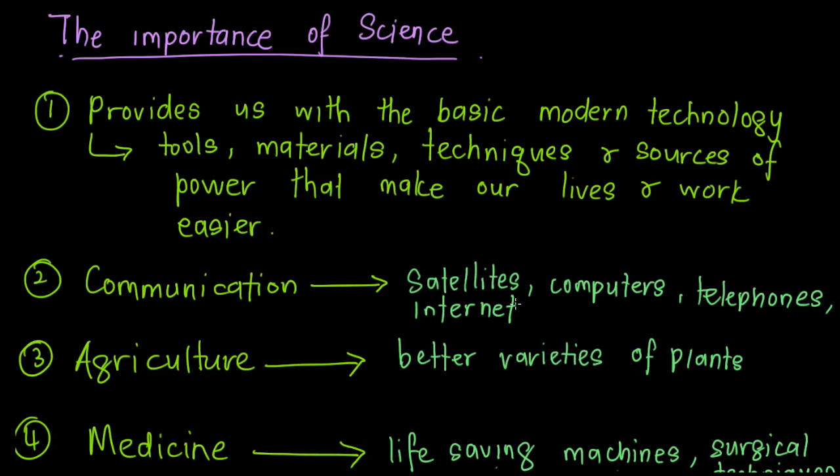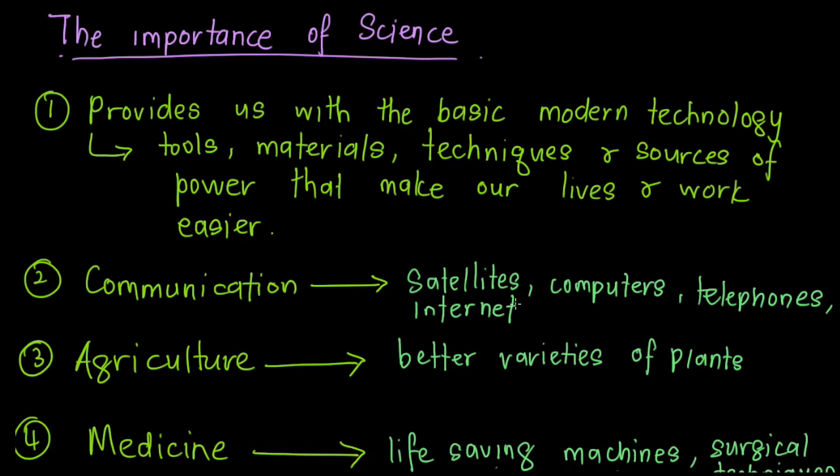Now, in terms of agriculture, science has brought about, through biotechnology and genetic engineering, better varieties of plants. Now, what does it mean by having better varieties of plants? It means now that these days a tree can produce larger numbers of fruit. It can produce bigger sized fruits. It can also produce more colorful fruits, for example.